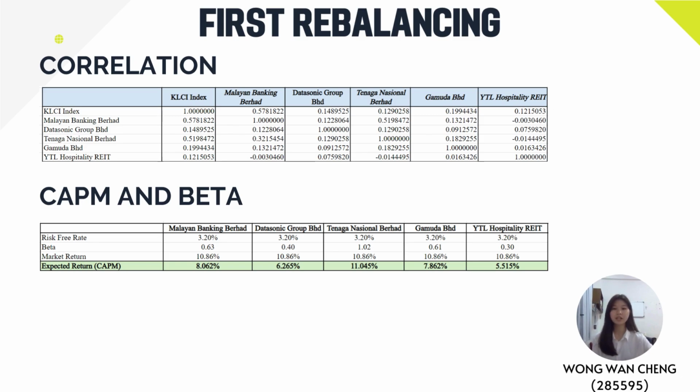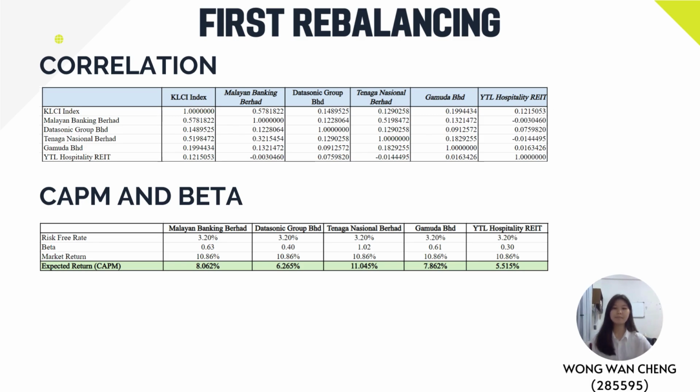For the correlation, the portfolio has better diversification since all the correlation values are below 0.5, except for the correlation between Malayan Banking with the KLCI index and Malayan Banking with TMB. It indicates a weak positive correlation between the securities. YTL Hospitality REIT has negative correlation with Malayan Banking and TMB, which indicates that YTL has greater diversification due to the difference of asset class.